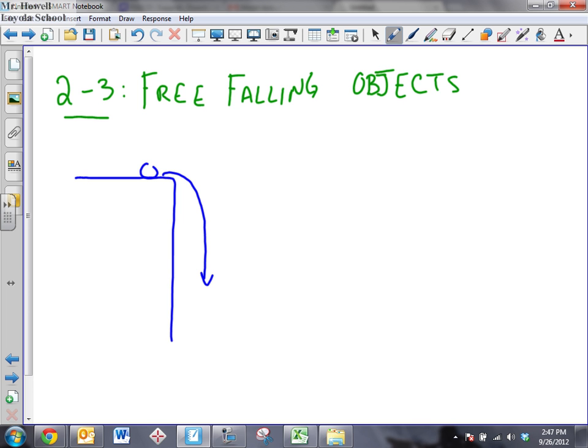All right, so the idea of free falling objects is very apparent all around you. If you take an object and you throw it up in the air, as it's coming down, it's considered to be in what's called free fall. If an object falls from a building, it's in what's called free fall.